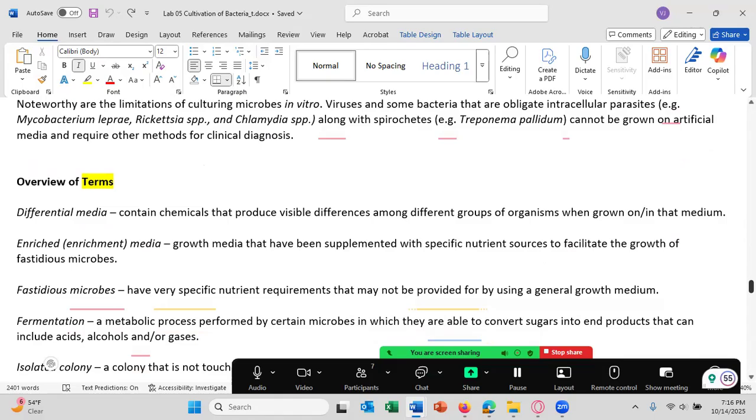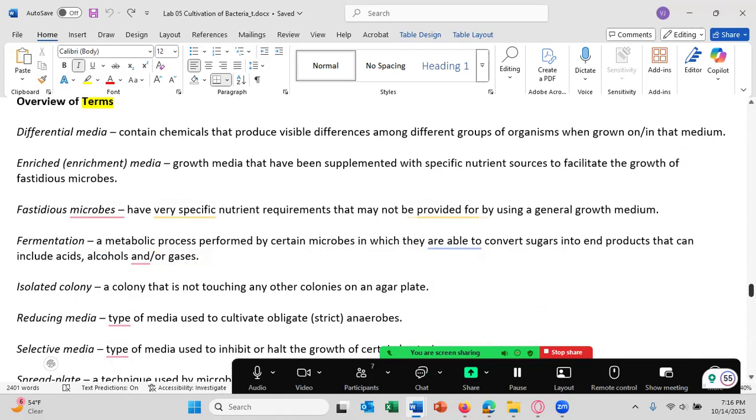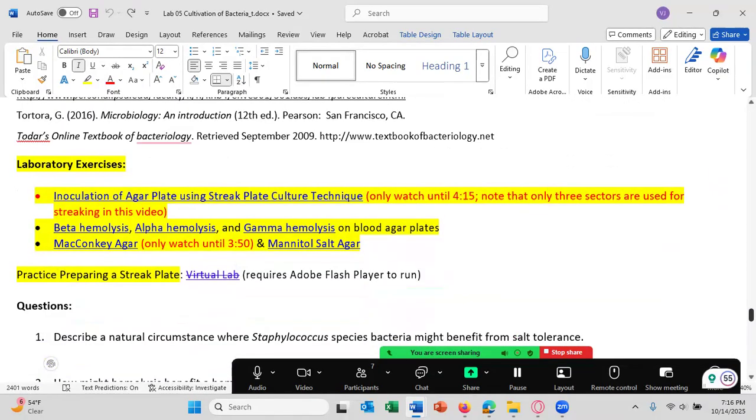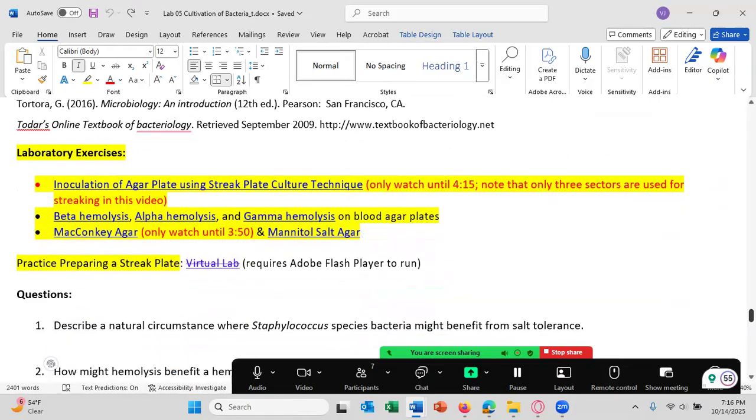That's just not normally done. You should know the terms of this lab. And then we have some videos for this lab. Everything we do will be done online, but you should understand the procedures and the terms we've discussed in this lab.